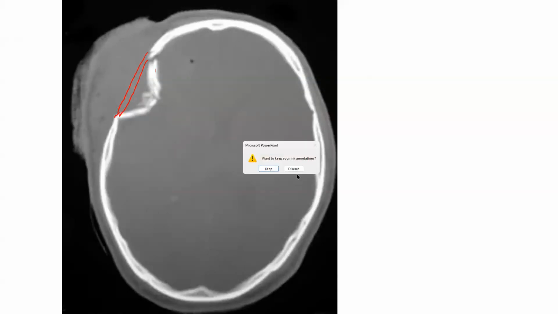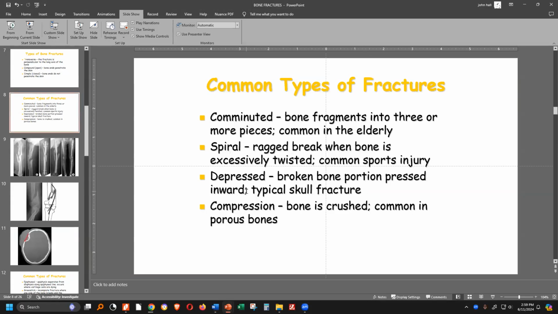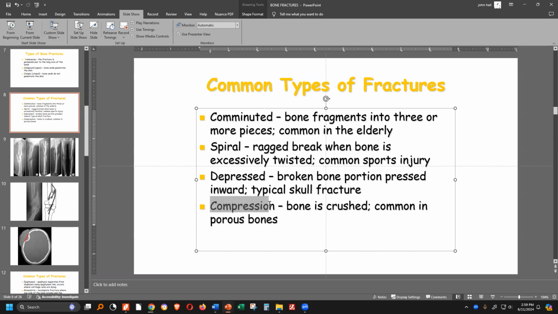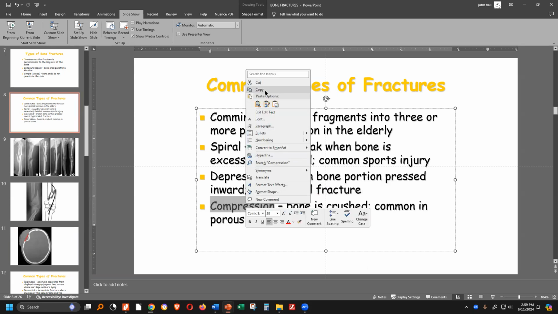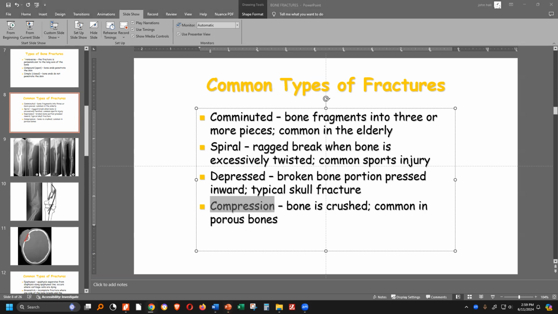Now, the next one we're going to look at is your compressed fracture. This one is a little different from the depressed fracture. So remember, in the depressed fracture, you're forcing parts of the bone inwards. In a compressed fracture, you're actually squeezing the bone so hard that the bone breaks, right? So that's a compressed or compression fracture.